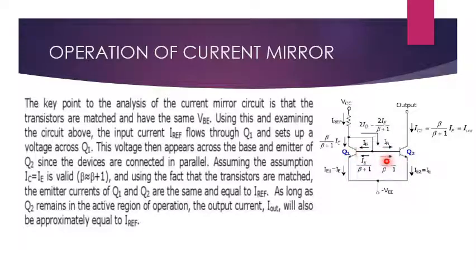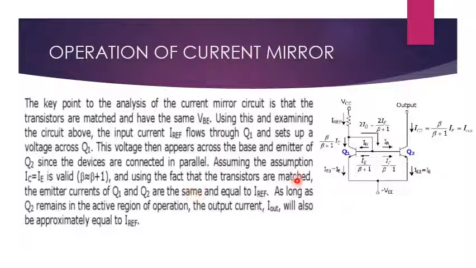So what is happening? The voltage that appears across the base emitter of Q1 will appear across the base and emitter of Q2, because the devices are connected in parallel. Now we always assume that IC equal to IE. Why IC equal to IE? Actually IE, the emitter current, equals IB plus IC, but IB is very negligible because it is in terms of microamps, right? So I can write IE equal to IC.